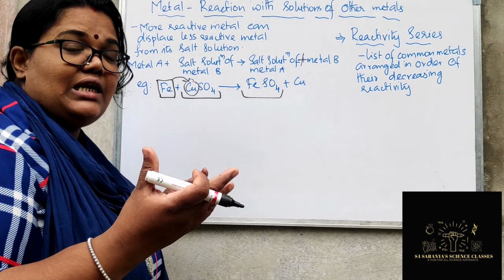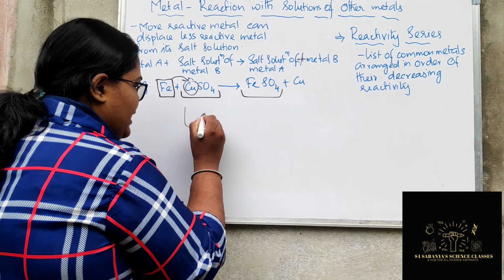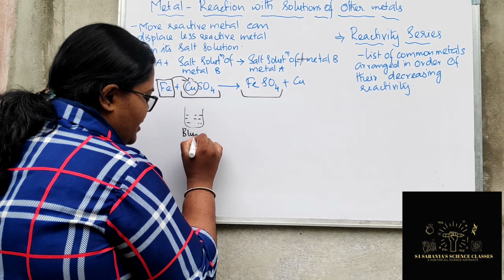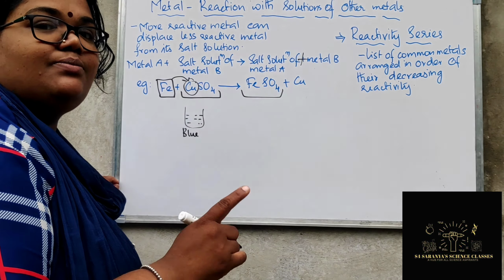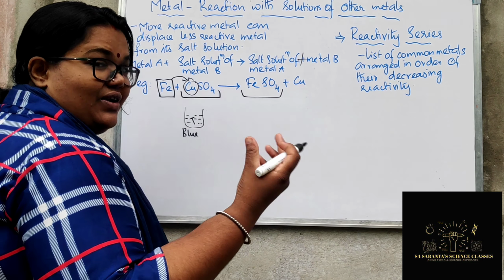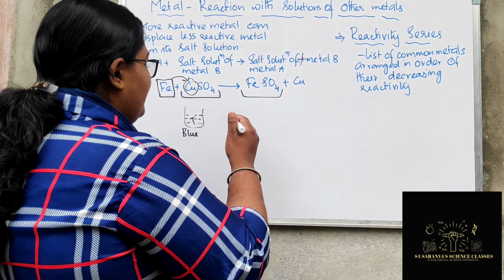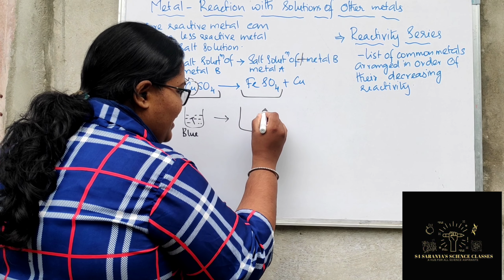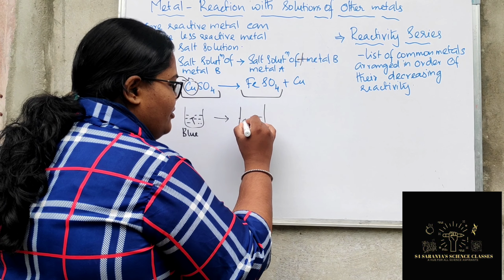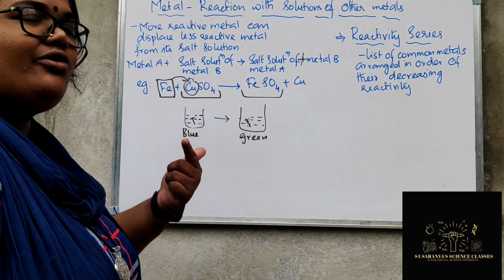Now, if you are doing it practically, what will be the observation? If you are taking a beaker in which you have copper sulfate solution, which is blue in color, copper sulfate otherwise known as blue vitriol, and you put a fresh iron nail into it, after half an hour or one hour you can see the observation: the solution in the beaker will turn green, and there will be a copper colored coating on the iron nail.